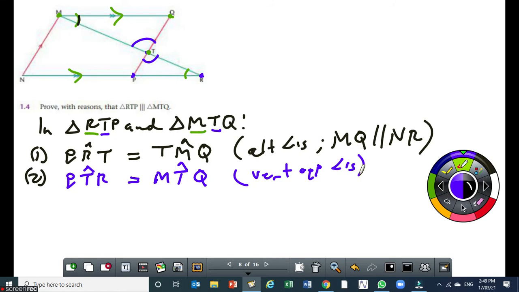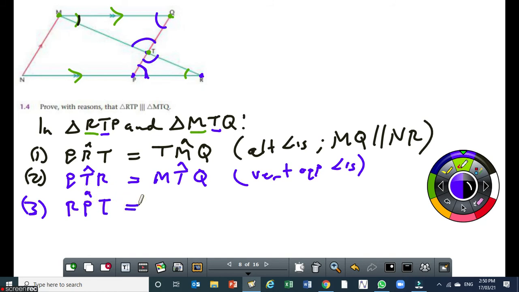Once I prove that these two pairs of corresponding angles are equal, I'm almost there. I'll tell you that I'm more than 90% done with the proof. Number 3, I can either say that the last two pairs are equal based on sum of angles in a triangle, or I can use geometry of straight lines. This angle here is equal to that angle. So I'm going to call this angle RPT.